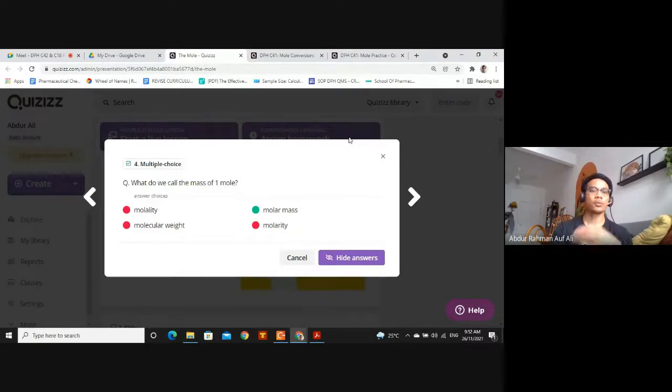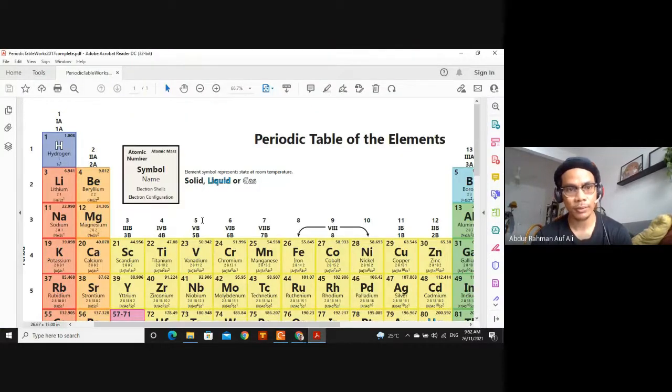So dalam this question, what do we call the mass of 1 mole? So jawapannya adalah molar mass. So apakah yang dimaksudkan dengan mass of 1 mole ini? So this is everything, semua berat yang kamu nampak dalam periodic table ni untuk hidrogen 1.008. So this is known as the molar mass. Tapi because this is an atom, kita panggil sebagai atomic mass sometimes.